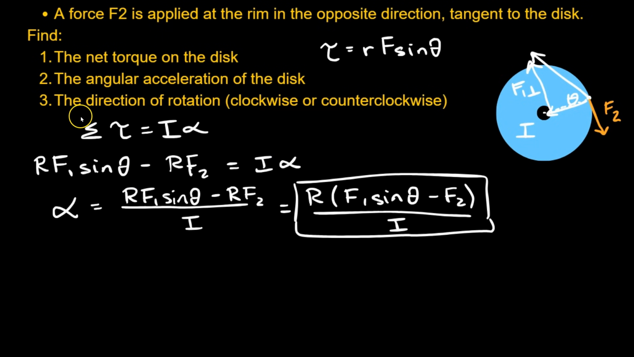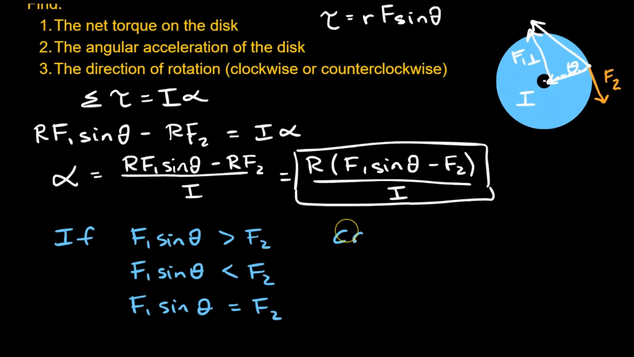Part 3 of the question is asking for the direction of the rotation. Is it clockwise or counterclockwise? I'm going to assume that the disk is initially at rest. So if the disk is initially at rest, if F1 sine theta is greater than F2, then the disk will rotate counterclockwise. If F1 sine theta is less than F2, then the disk will rotate clockwise. And if F1 sine theta is equal to F2, then it will not rotate at all. It will have no angular acceleration.